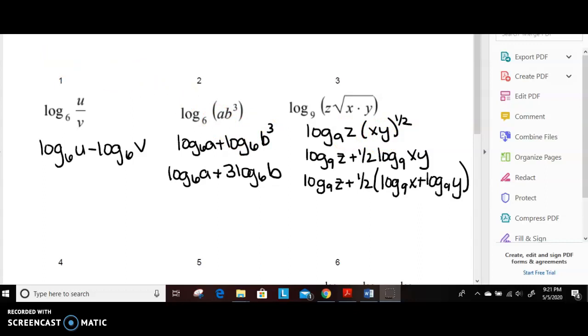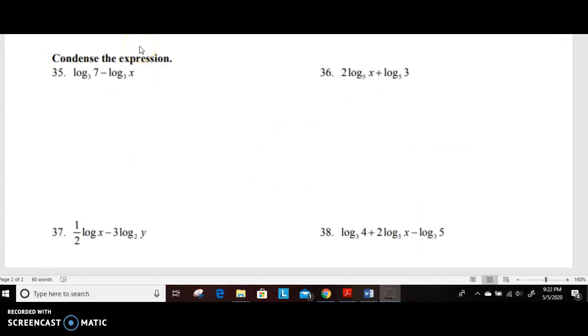Let's jump back to our notes. I can also use these properties to condense my expressions as well. So if I look at 35, I have a minus sign. So you should be thinking, oh, okay, well, minus means quotient. So I'm going to take that log base 3. The 7 is going to become my numerator, and the x is going to be my denominator. Okay, easy squeezy lemon peasy.